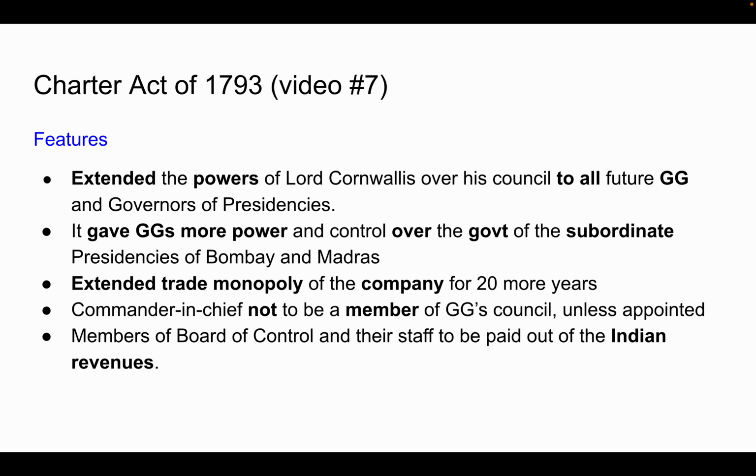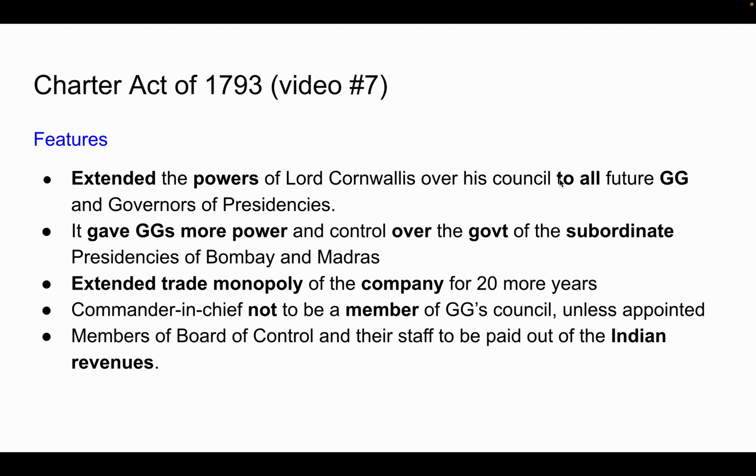So which company are we talking about? We are talking about the East India Company. Okay. What was the fourth feature? The fourth feature was that the commander-in-chief was not to be included in the Governor General's Council unless he or she is appointed. And the fifth feature was that members of the Board of Control and their staff were to be paid out of the Indian revenues.